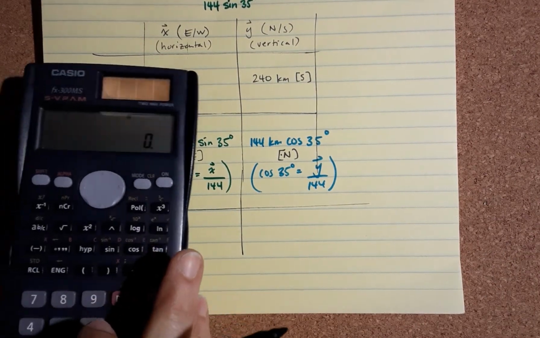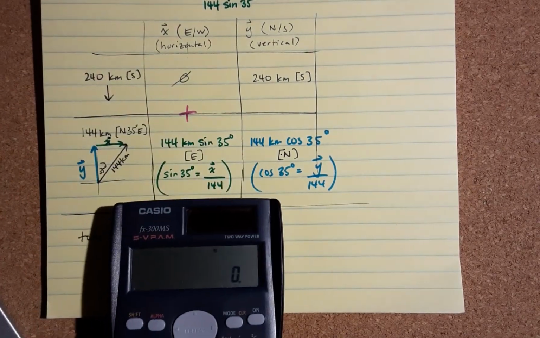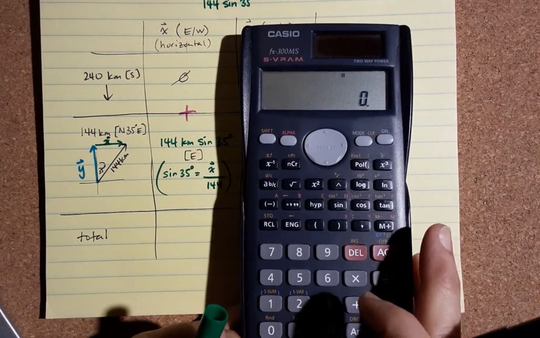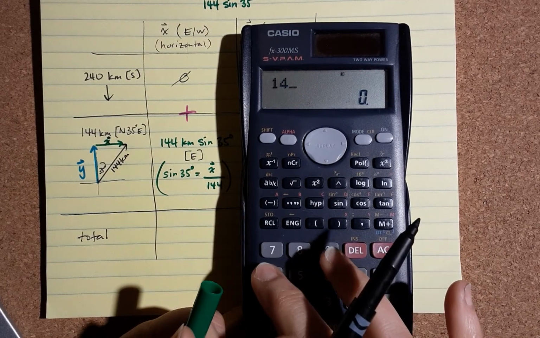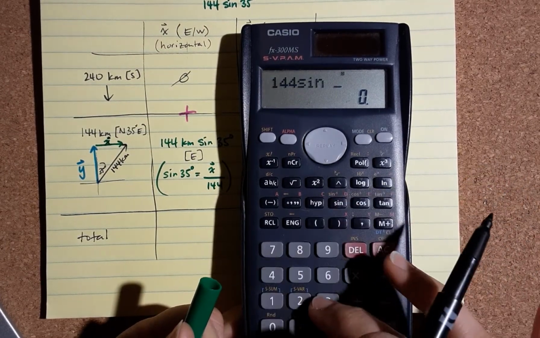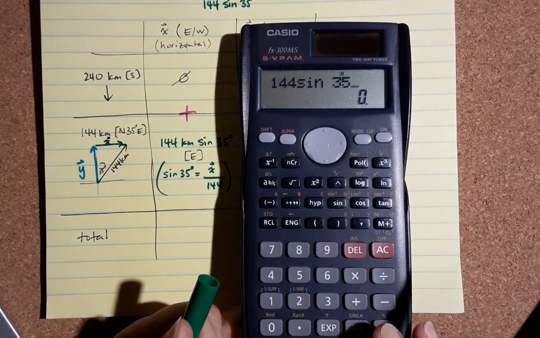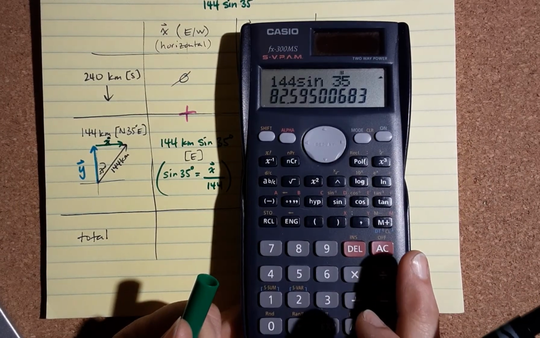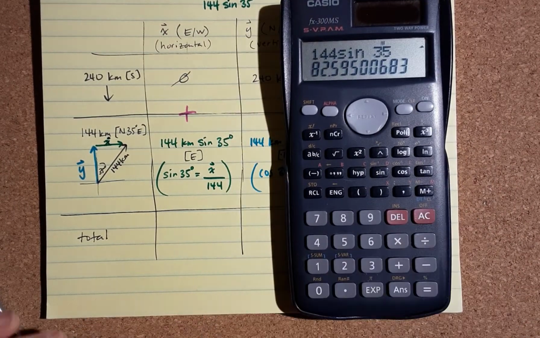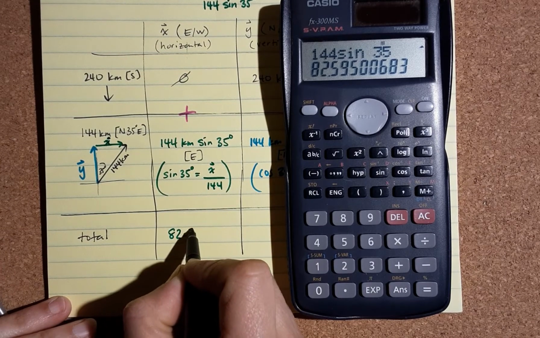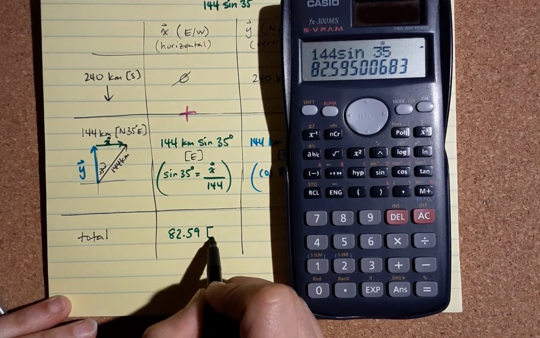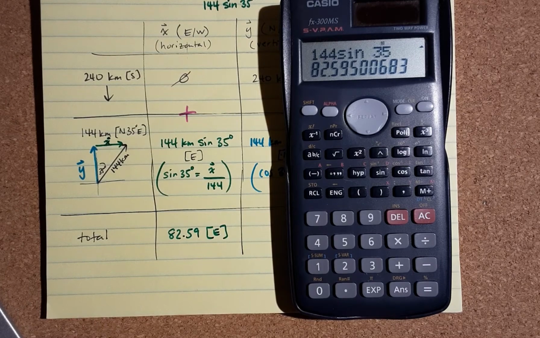So let's figure out what that is. Make sure you guys can see what I'm doing. Maybe I'll put it over here. Okay, so 144 sine of 35. My calculator's in degrees. I hit equals. It's 82.59. And this is in the east direction.